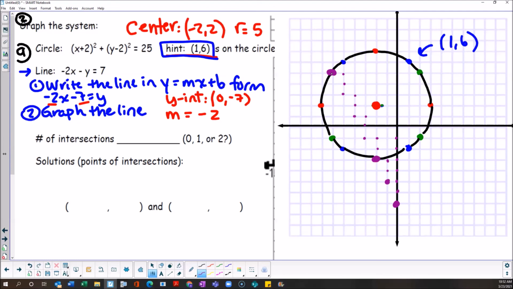And the points on the line, just to make them a little clearer, because I was counting my slope. So the points on the line are these black ones right here, right?